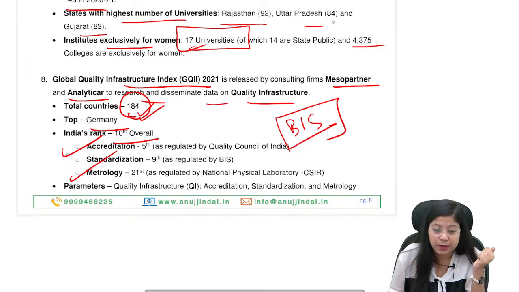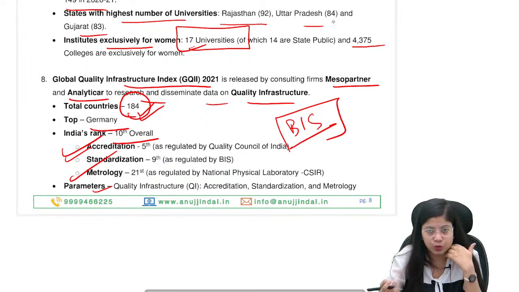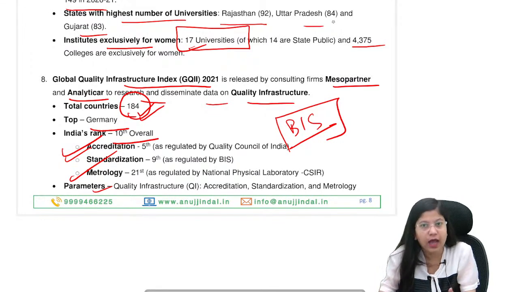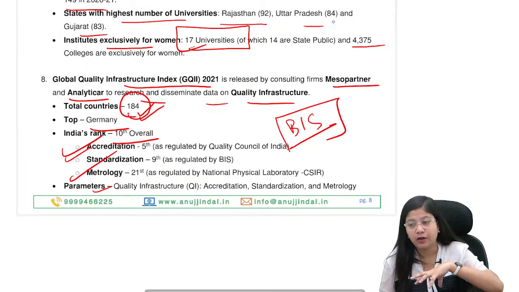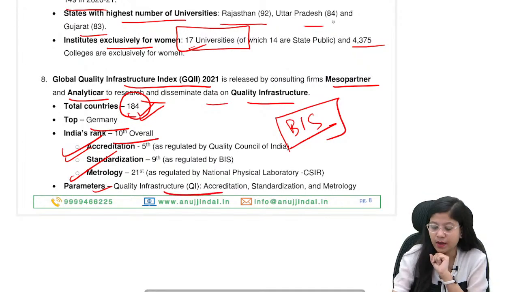Then metrology. Metrology is basically the measurement of the quantity and the price. For example, if on a packet of dal 10 kgs is written and the quantity is 8 kgs only, that would be a malfunctioning, or you can say a deficiency in the metrology. So these are the three parameters.